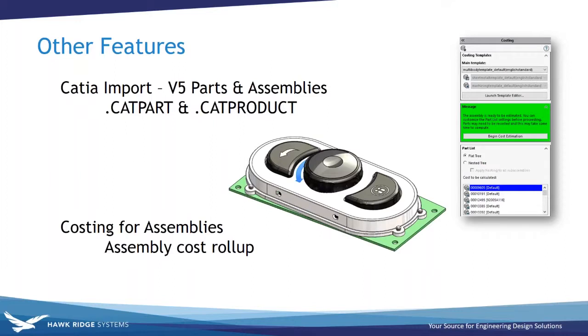You can import CATIA parts and their equivalent of an assembly, .cat part and .cat product for CATIA V5 files, and those will pull in directly into SOLIDWORKS Premium if you have any need for that. And also our costing module, costing is part of SOLIDWORKS Professional, allows for a quick cost estimation of your parts, and with SOLIDWORKS Premium, that's extended to cost estimation for your assemblies. So it actually allows assembly cost roll up to the assembly level there.